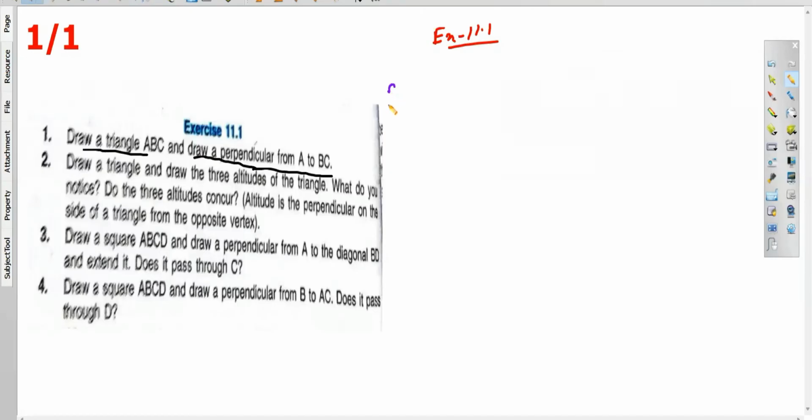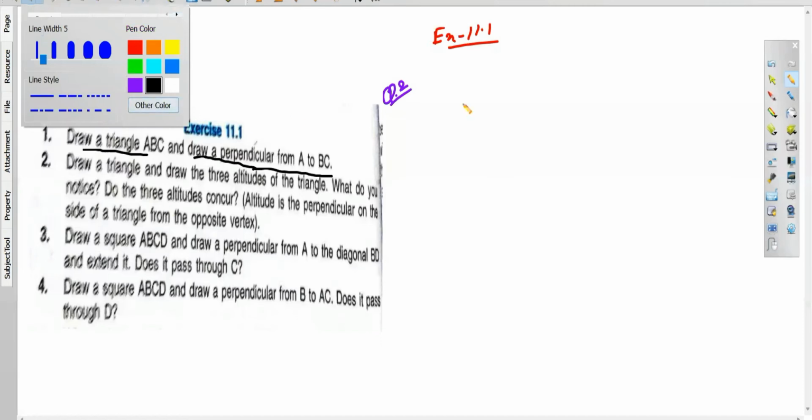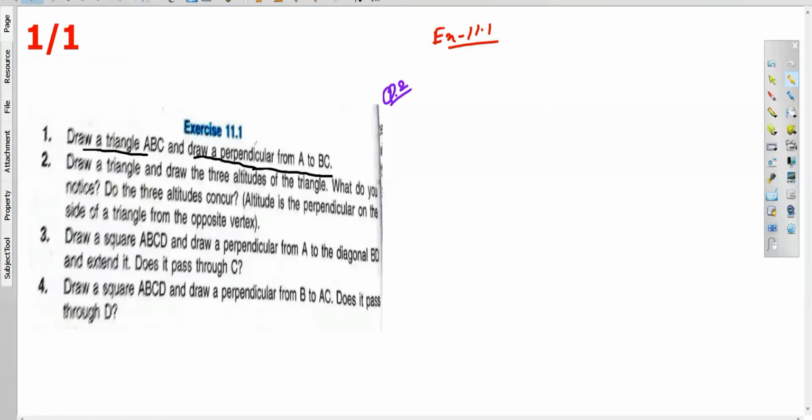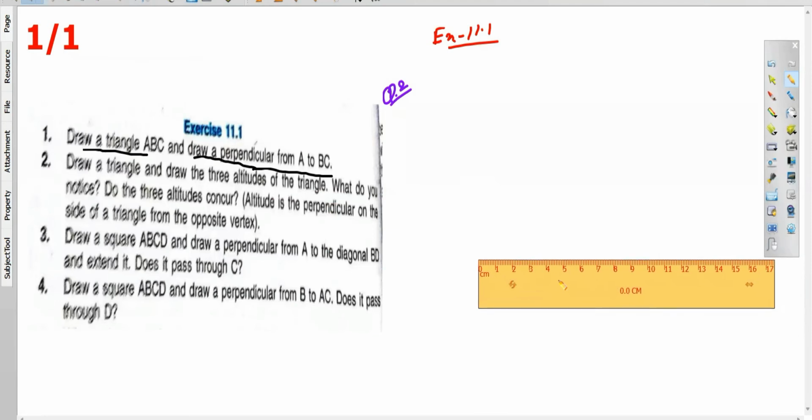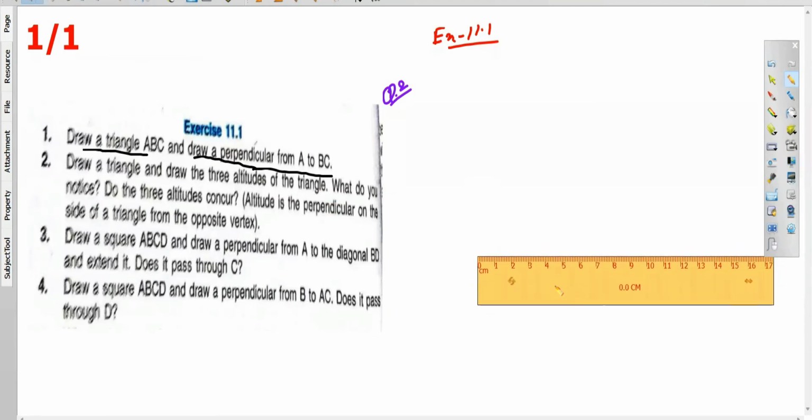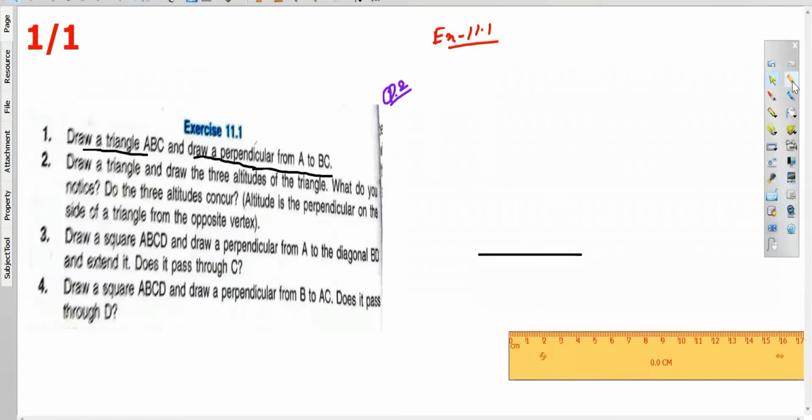Now we will do question number 2. Question number 2 हमें क्या बोल रहा है? First you draw a triangle and then draw the 3 altitudes of the triangle. What do you notice? तो ठीक है, पहले again we will draw a triangle of your own choice of any centimeter. Suppose again I am drawing an equilateral triangle of side 6 centimeter. So again this is 6 centimeter line segment. Now suppose this is A, B.